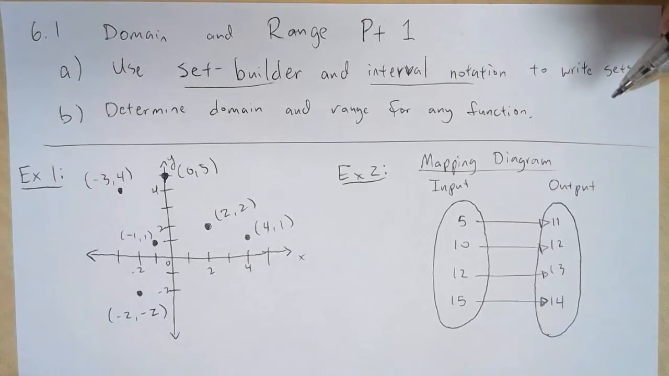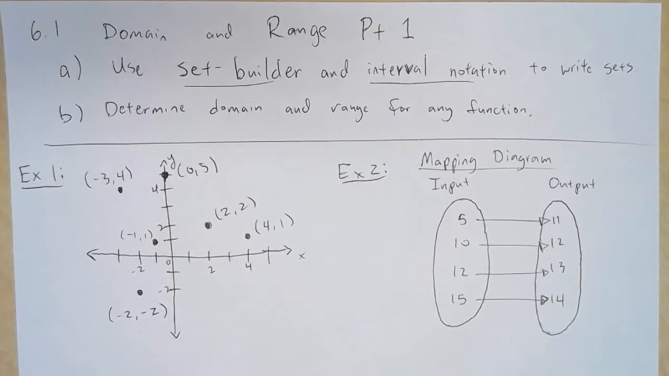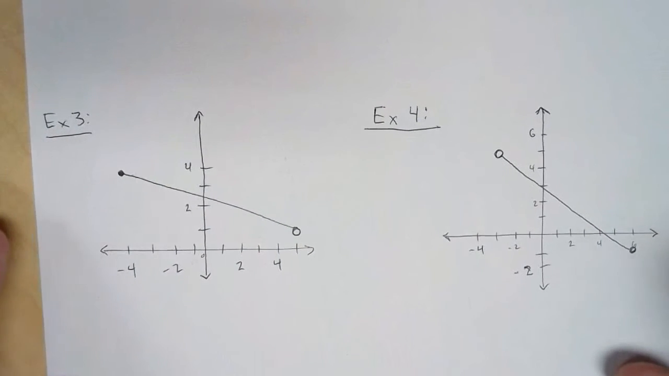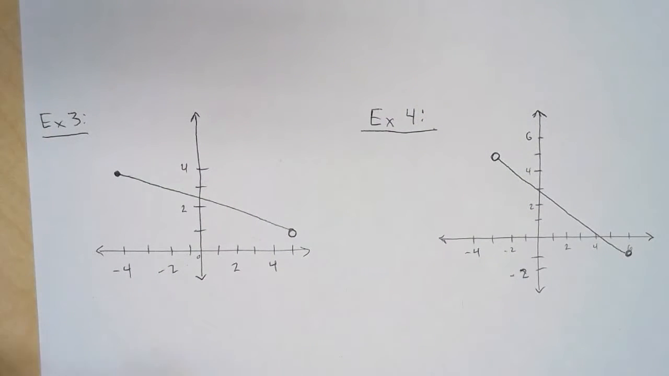Part B is to determine domain and range for any function, and it's really going to help you if you just go ahead and take the time to copy down example 1 and 2 now, so pause it, copy these down as well as our objectives. And then also copy down examples 3 and 4. Just make sure that you're careful with where you start.